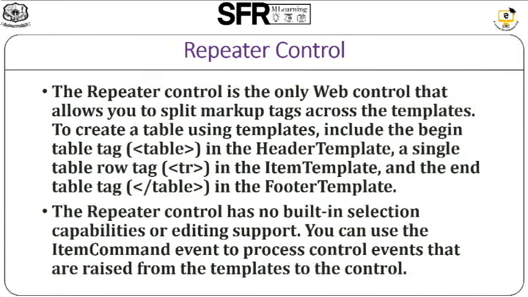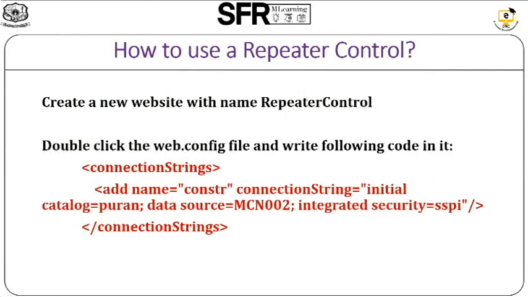The repeater control has no built-in selection capabilities or editing support. You can use the ItemCommand event to process control events that are raised from the templates to the control. So these are the 4 points we have discussed about the repeater control. Next we are going to see how to use a repeater control in ASP.NET.